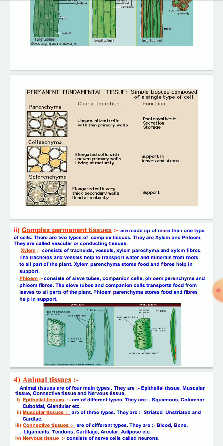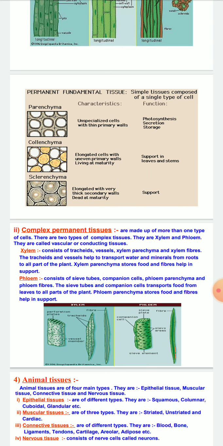And phloem consists of sieve tubes, companion cells, phloem parenchyma and phloem fibers. The sieve tubes and the companion cells transport food from leaves to all other parts of the plant. And the phloem parenchyma stores food and fibers help in support.